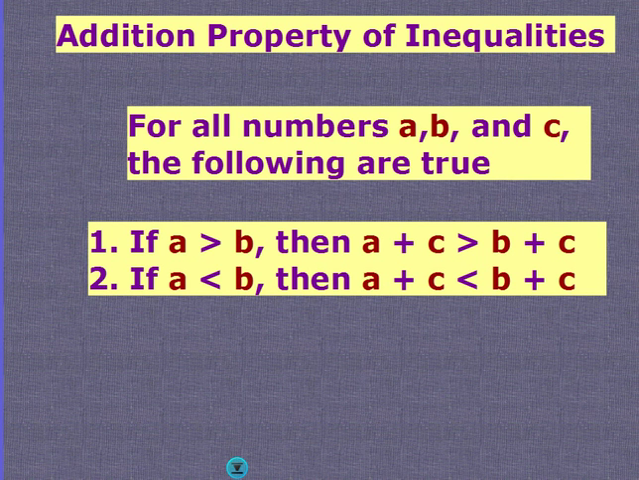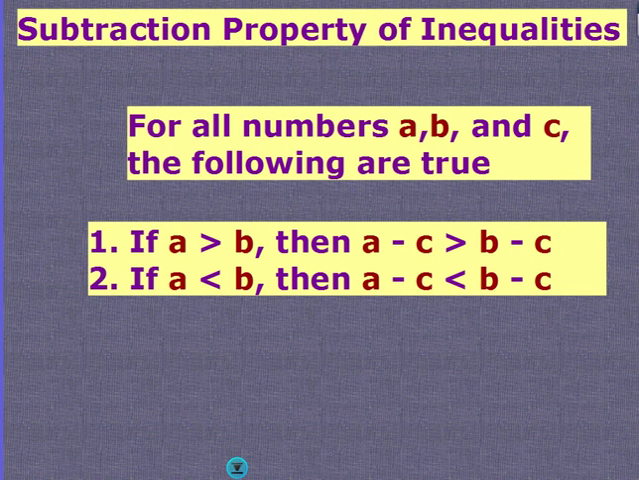If a is greater than b, then a plus c is greater than b plus c. So we're adding c to both sides. And the same goes if a is less than b. We also have our subtraction property of inequalities. For all numbers a, b, and c, the following are true. If a is greater than b, and we subtract c from both sides, our inequality stays the same. And if a is less than b and we subtract c from both sides, our inequality stays the same.